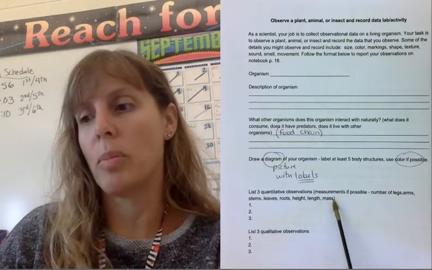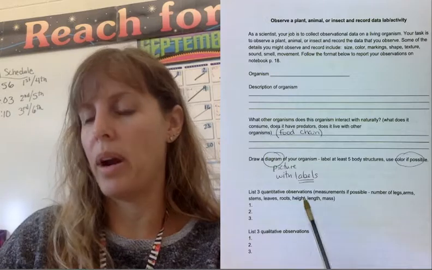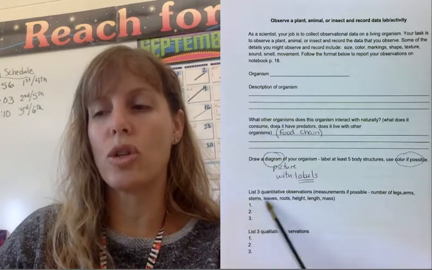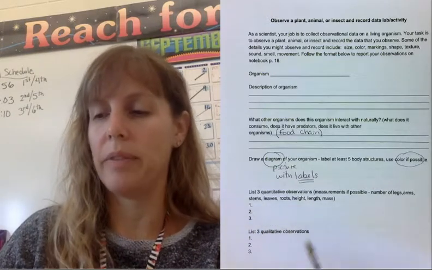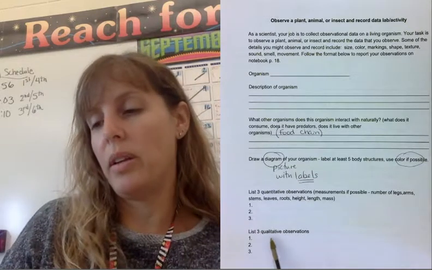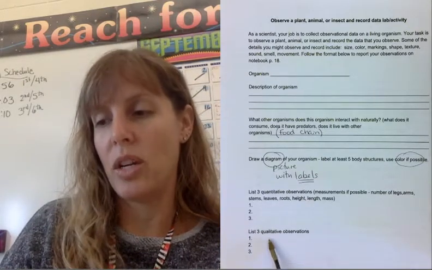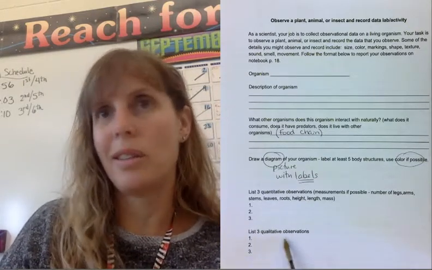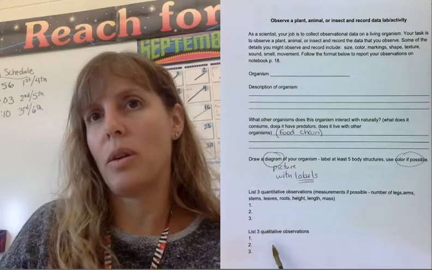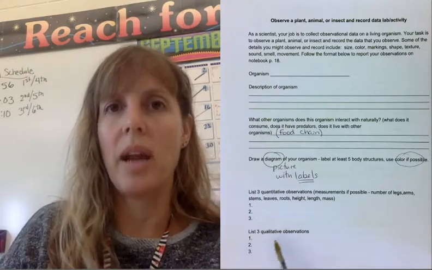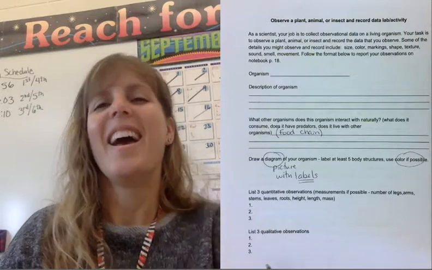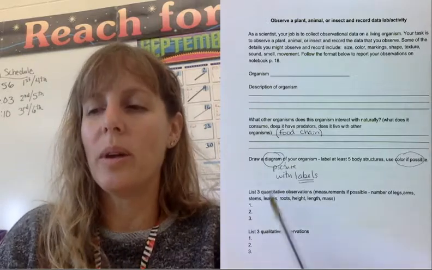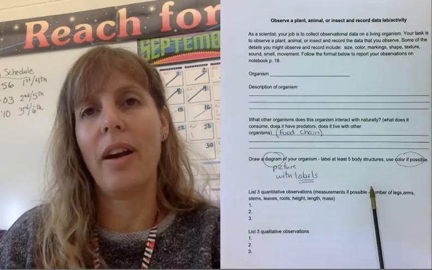How many grams or pounds does it weigh, all right? So these are measurable, remember, quantitative. So then I would like you to list 3 qualitative observations. Does it have fur? Does it have an exoskeleton? What's the texture, right? Does it smell funny, right? Okay, so when you're doing this, this is the format of how to gather your information.